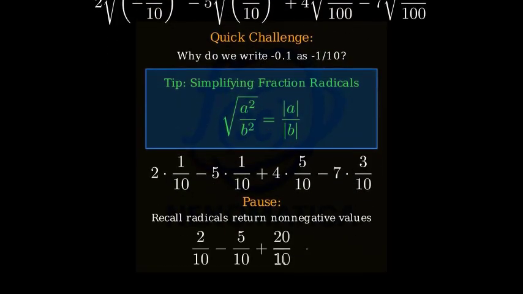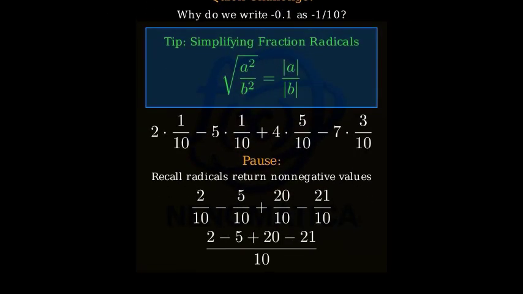2 times 1/10 is 2/10. 5 times 1/10 is 5/10. 4 times 5/10 is 20/10. And 7 times 3/10 is 21/10. For step 4, we combine all these fractions over their common denominator, which is 10. So we have 2 minus 5 plus 20 minus 21 all over 10.